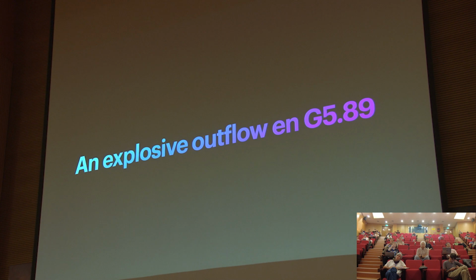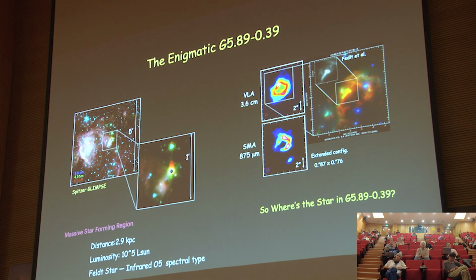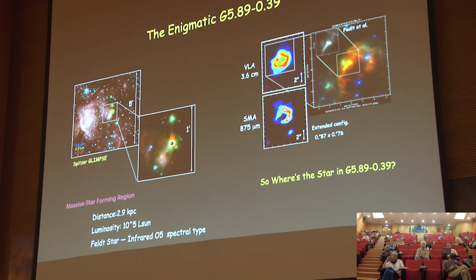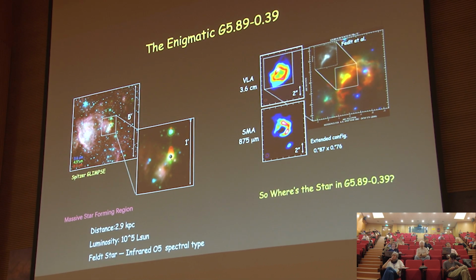Another thing is we started to find more explosive outflow in more regions. That's really a surprise to us. We started again to observe this G5.89, which is a really fantastic H2 region. Paul Ho and many people from CfA and ASIAA already work with this source. And the idea is I started to really measure again the CO emission from this source.